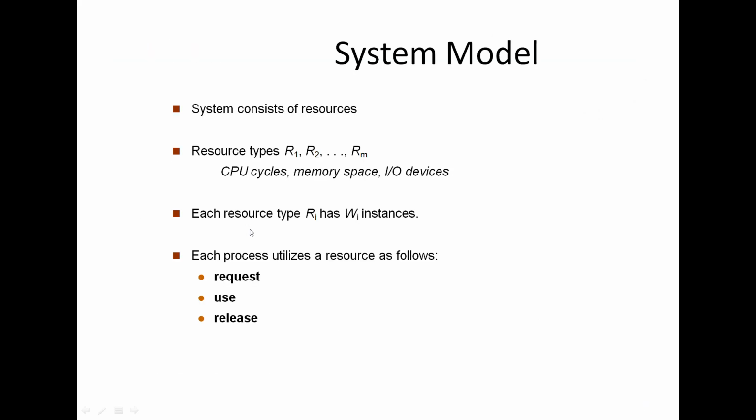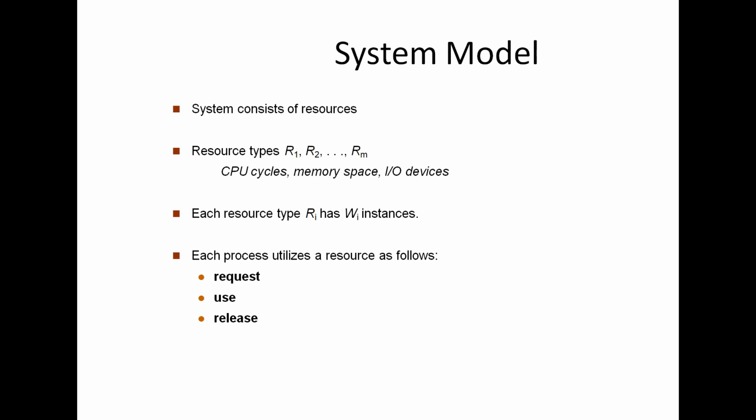Now we are going to see the system model. Assume that the system consists of resources. Resources include CPU cycles, memory space, and I/O devices. These are all the various resources. Resource types we call R1, R2, up to RM. Each resource type has Wi instances.